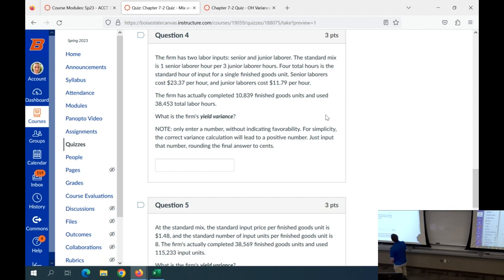The firm has actually completed 10,839 finished goods units, which is our actual yield, and used 38,453 total labor hours. What is the firm's yield variance?